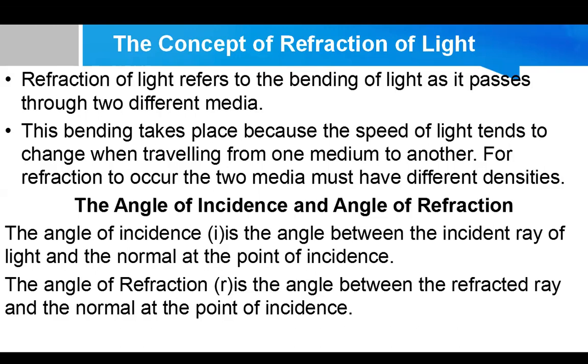What is the angle of incidence? The angle of incidence is the angle between the incident ray and the normal ray at the point of incidence. At the point of incidence, this means at the point where the light passes. So let's see the angle of refraction. The angle of refraction is the angle between the refracted ray and the normal at the point of incidence. So the angle of refraction is related to the refracted ray and the normal ray at the point of incidence.